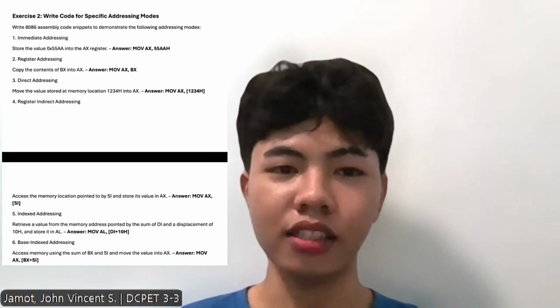So next is exercise number two, which is write code for a specific addressing mode. The instruction is to write 8086 assembly code snippets to demonstrate the following addressing modes. Number one is immediate addressing: store the value 0x55AA into the AX register. So my answer here is MOV AX, 55AAH.